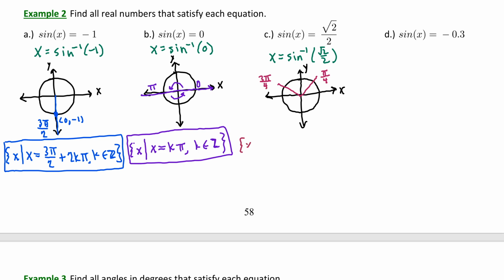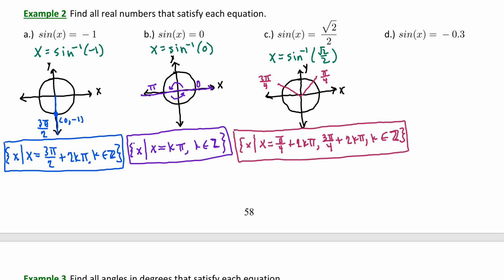The solution then is the set of all x, such that x equals our first positive solution, pi over 4, plus any angle coterminal with pi over 4. In addition, 3 pi over 4 is a solution, plus any angle coterminal with 3 pi over 4. And as always, we'll be diligent to note that k is an element of the integers. So we have expressed an infinite number of solutions in a finite, efficient amount of space.